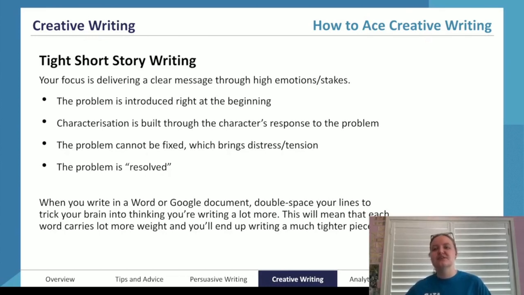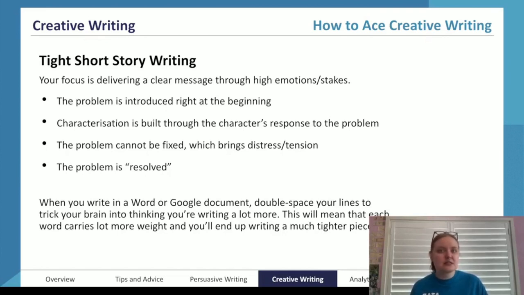All right, so to keep things nice and tight, the problem needs to be introduced right at the beginning of the story. Really important. Characterization is built through the character's response to the problem. The problem cannot be fixed initially. That is what brings distress and tension to the story. And the problem needs to be resolved by the end. So we don't want to have cliffhangers, again, overdone. Instead there needs to be some sort of resolution.